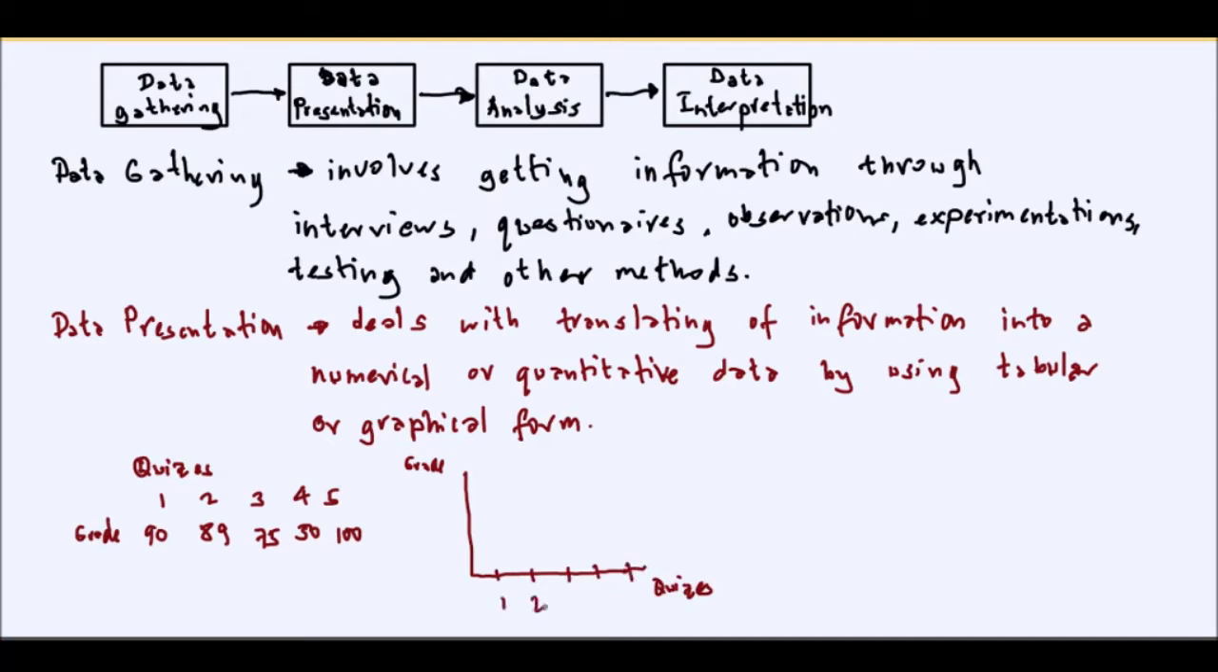So we have 1, 2, 3, 4, 5. Then let's start with 75 here. Then we go to 80, then maybe 85. So we're running out of space. 90. Then this is 0. So for example, if you are going to graph this one, this will be 95 and this will be 100.